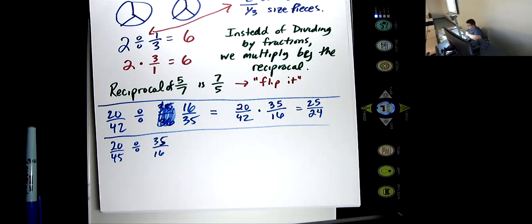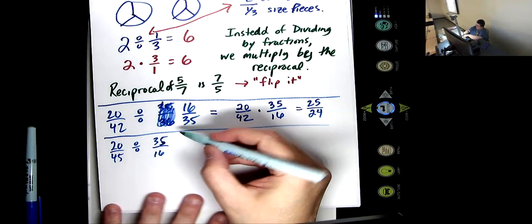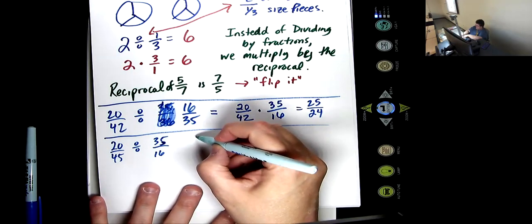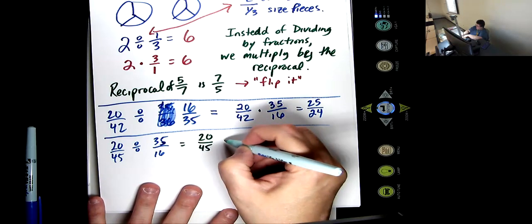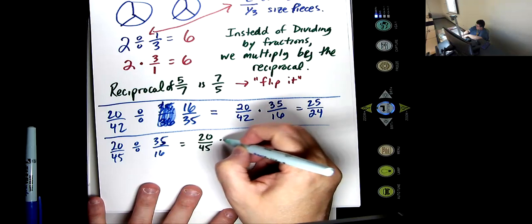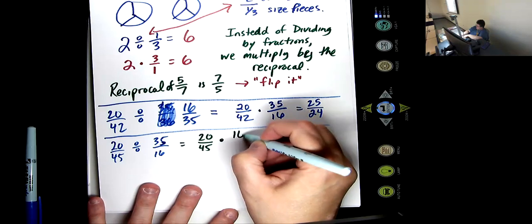So what do we do? We start with the first one. I made it 45, look at that. I changed the number just a little bit, we got 20 over 45. And we're gonna multiply it by flipping that over, 16 over 35.